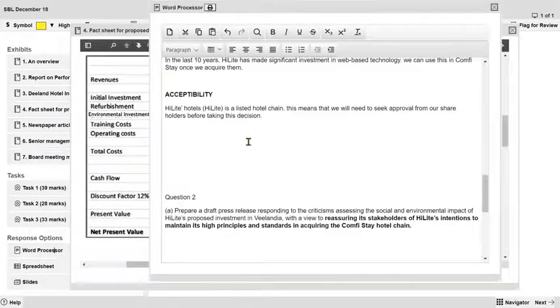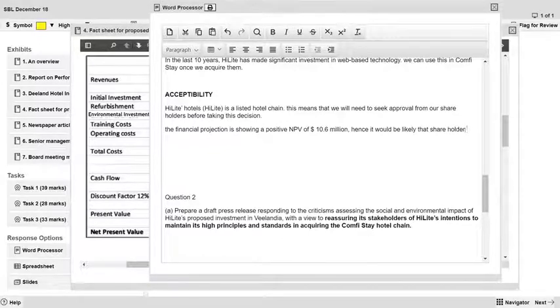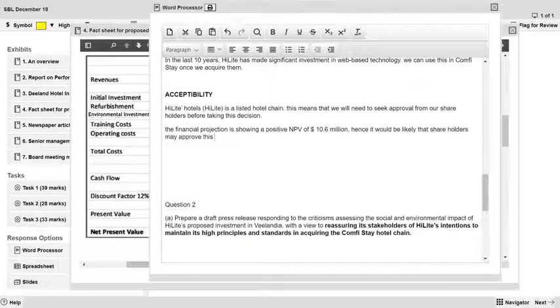Very nice. So I go here. The financial projection is showing a positive NPV of $10.6 million. Hence, it would be likely that shareholders may approve this proposal. Simple, very simple. What I just did was pick up some facts and figures.